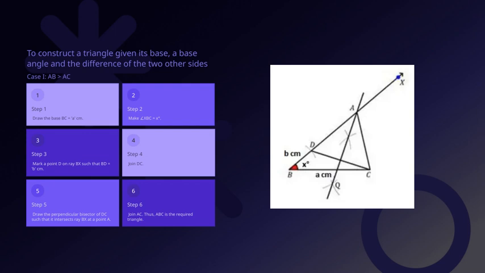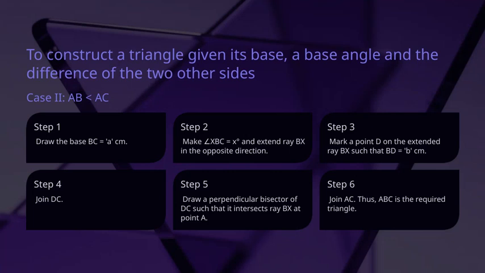Let's walk through how to construct a triangle when we know its base, a base angle, and the difference between the other two sides. This is specifically for the case where side AB is shorter than side AC. First, we start by drawing the base BC, which measures a centimeters. This gives us the foundation of our triangle.